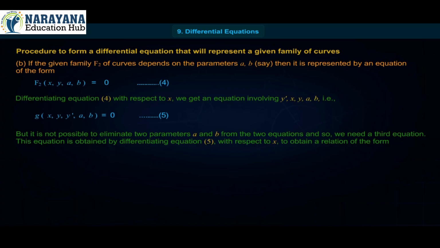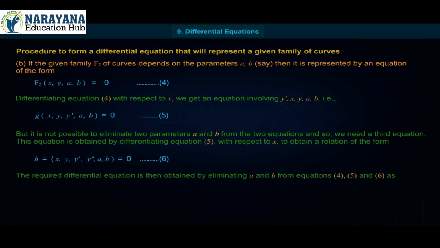This equation is obtained by differentiating equation 5 with respect to x to obtain a relation of the form h of x, y, y dash, y double dash, a, b is equal to 0. Equation 6. The required differential equation is then obtained by eliminating a and b from equations 4, 5 and 6 as f of x, y, y dash, y double dash is equal to 0. Equation 7.